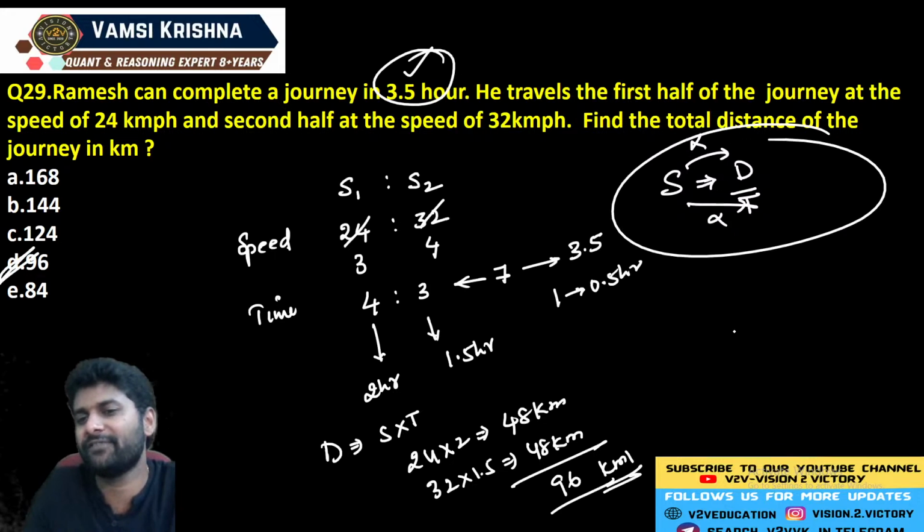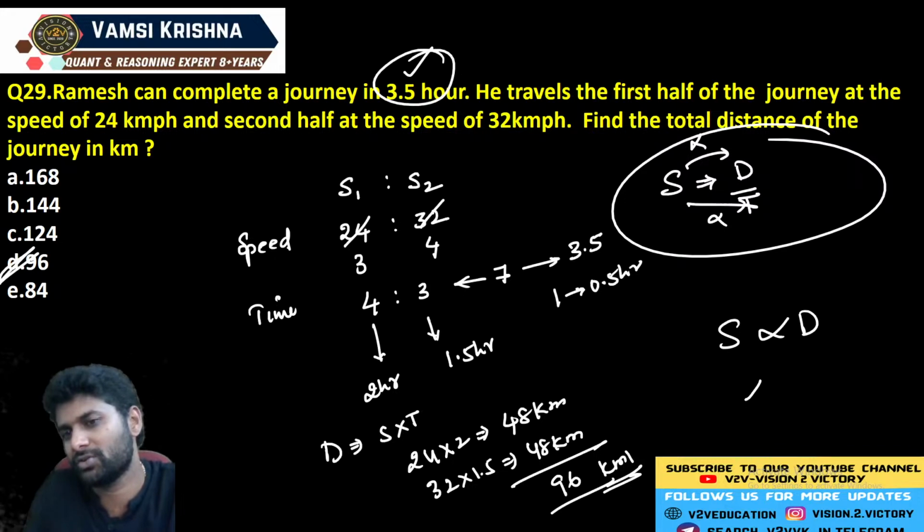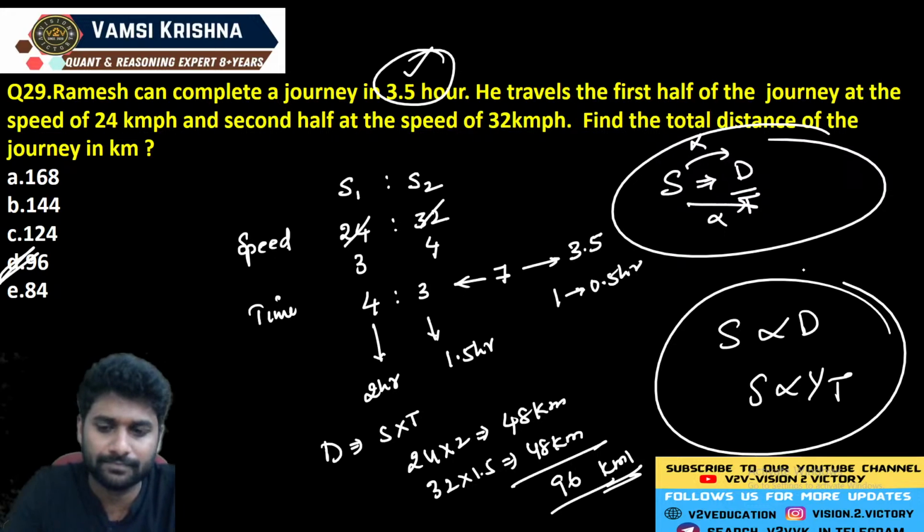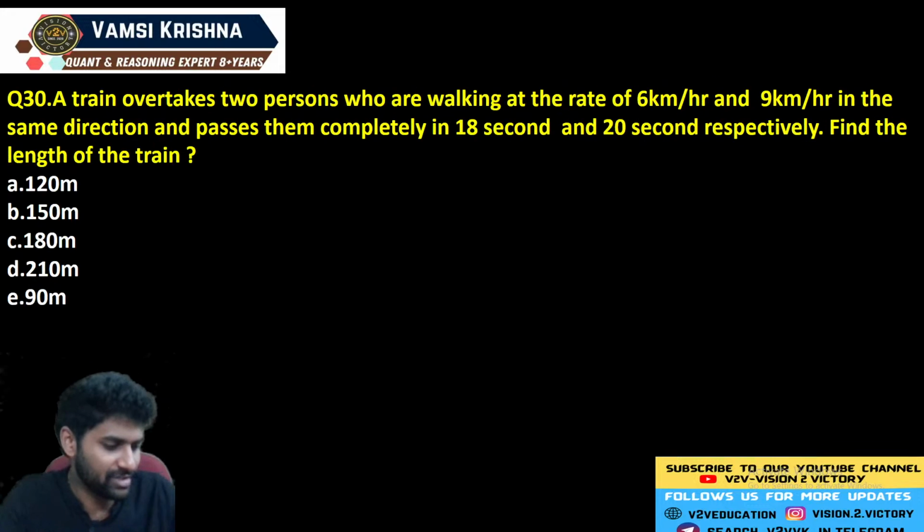Just know this information. Speed is directly proportional to distance. Speed is inversely proportional to time. Next. Question number 30.